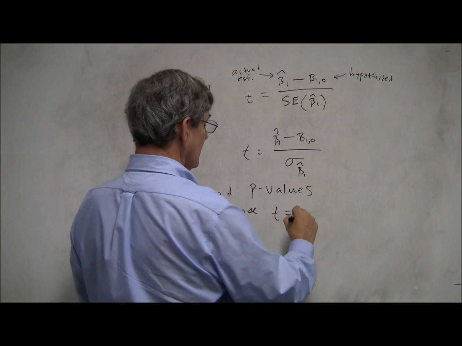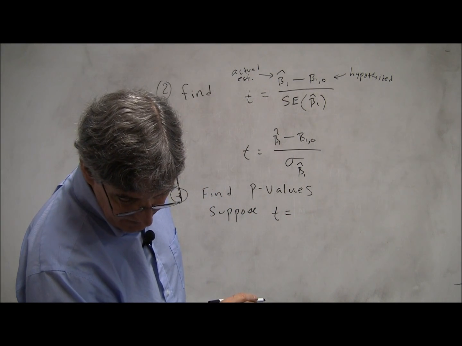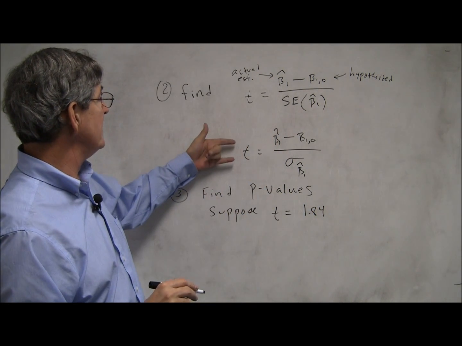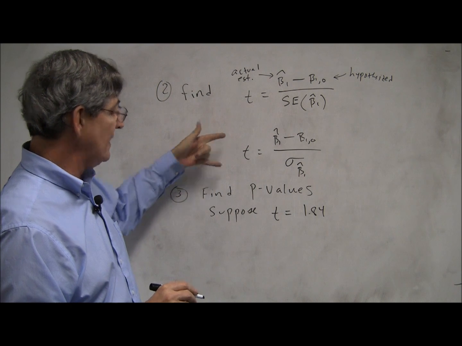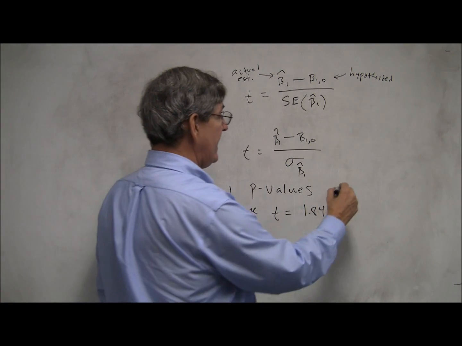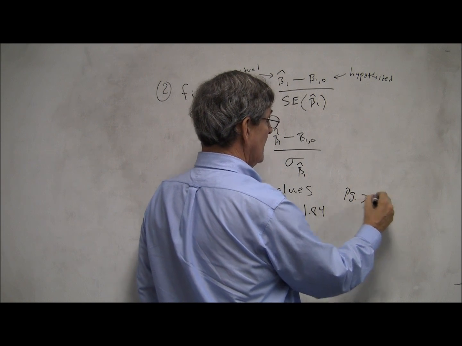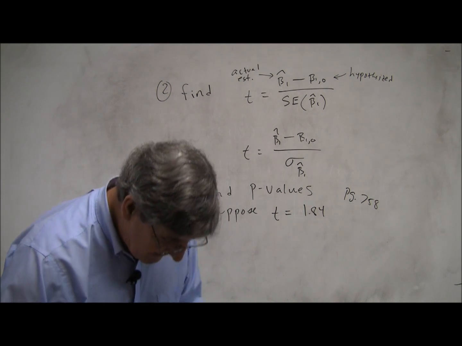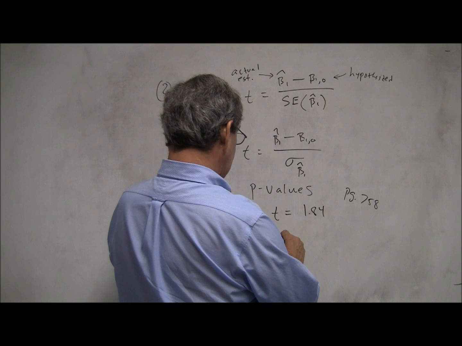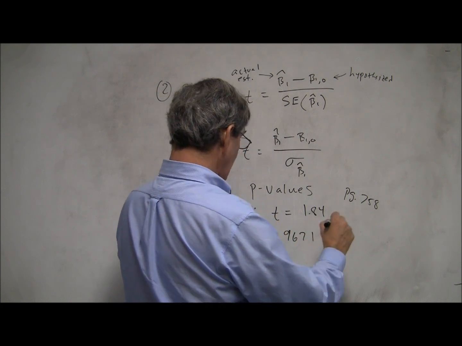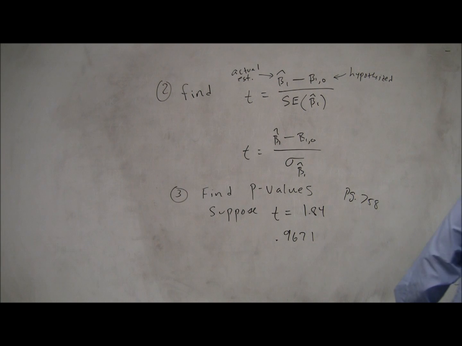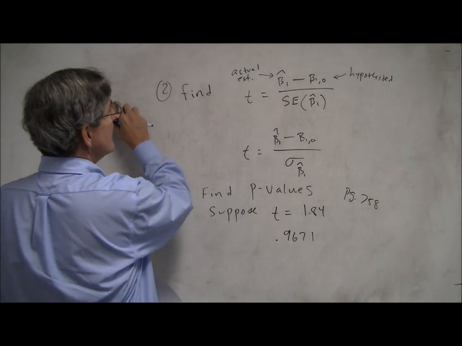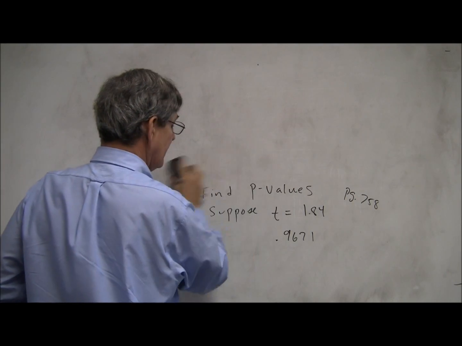There's another way to do this that you might have seen, but suppose we get a t equal to, I just made up an example here, 1.84. We're going to use the normal approximation, so we're not using the t distribution, we're using the normal distribution. If you look on page 758, you can find the probability associated with that t. So if you look that up, you'll see a number of 0.9671. What that is, that's a cumulative probability.